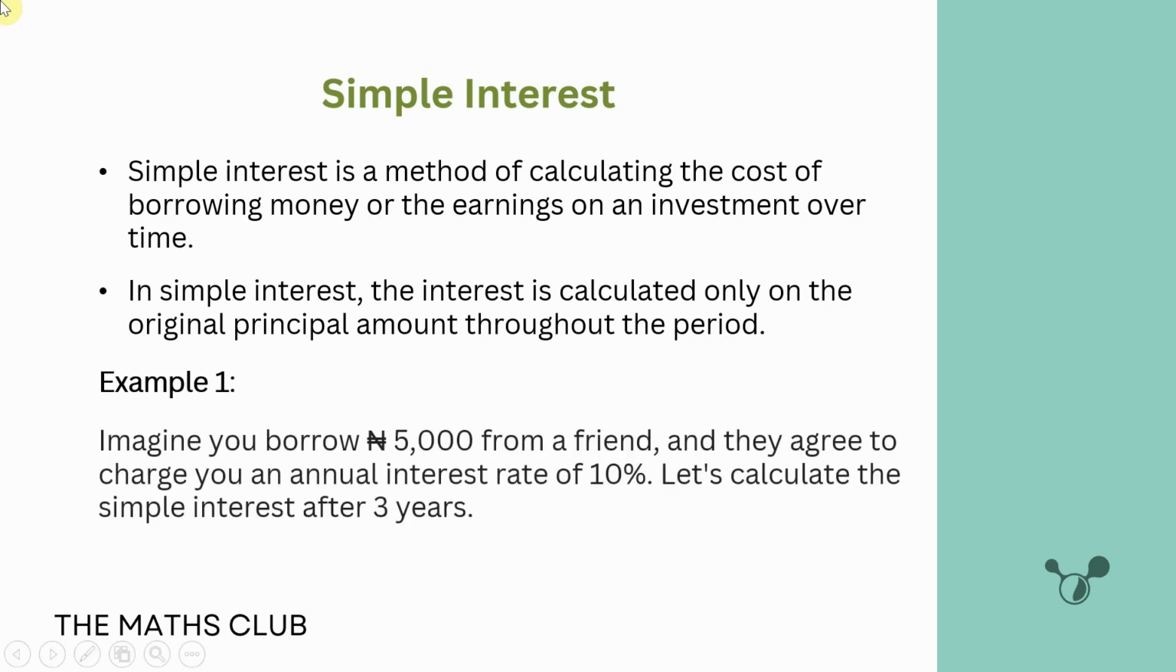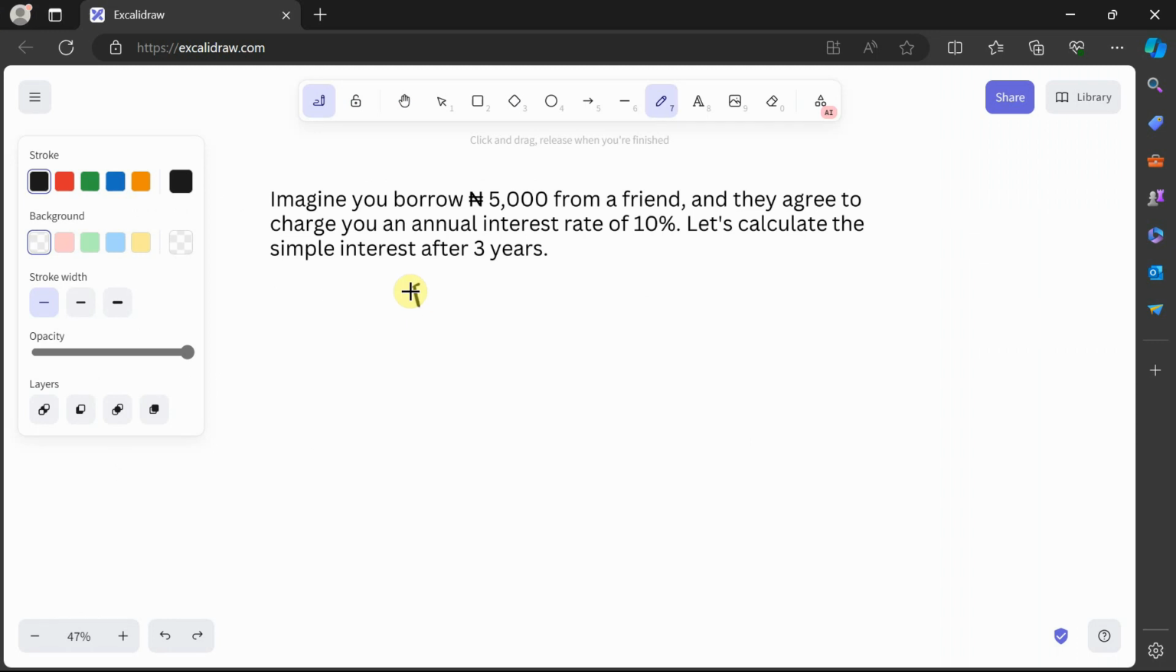So for this example, imagine you borrow 5,000 naira from a friend and they are going to charge you an annual interest rate of 10%. It now says let's calculate the simple interest after 3 years. So simple, we know that the principal is 5,000 naira and then the interest rate, which is the R, is 10%. And then we know that the time T is 3 years.